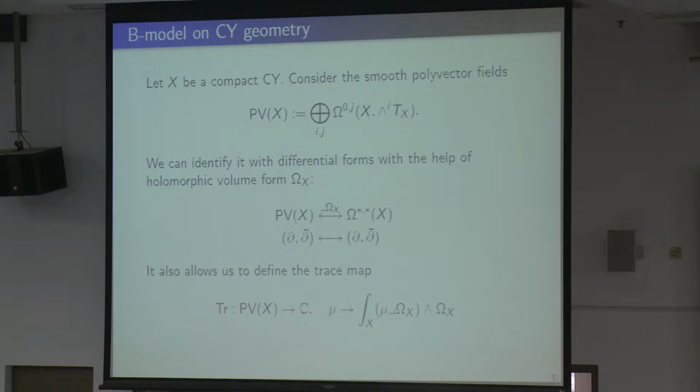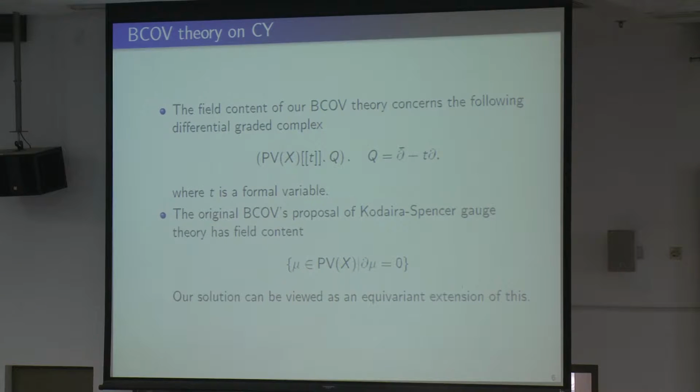Now, how to describe our theory? The field content of our BCOV theory concerns the following data. It's basically the polyvector fields I just mentioned, with one more formal variable, t. This represents the gravitational descendants. It's a differential graded complex. The differential is given by d-bar plus t del. So this is going to be our field content. We're going to build up quantum field theory on this data. But let me first compare with the original proposal of Kodaira-Spencer.